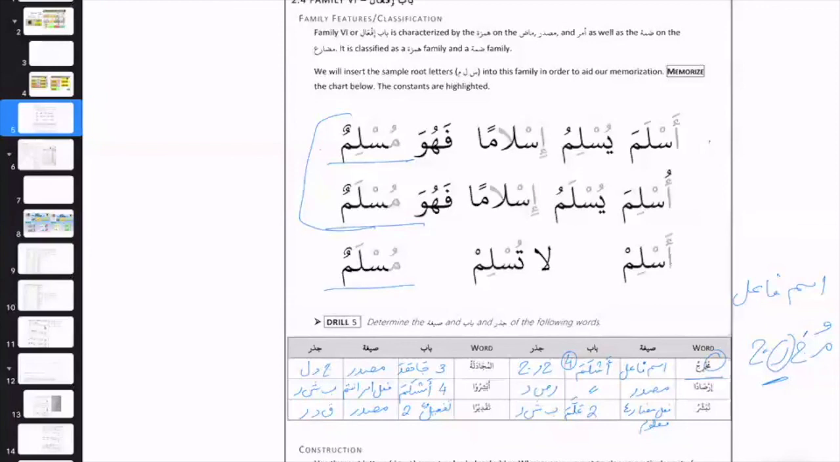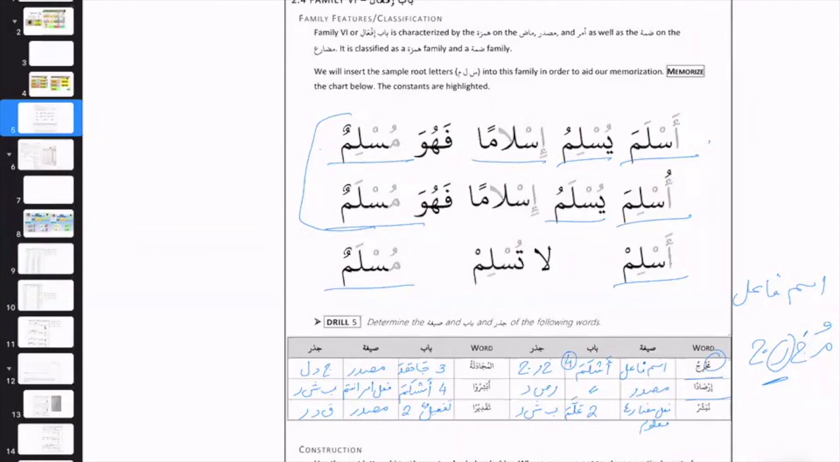Then irsadan. So I need to look where it is matching. Is irsadan matching with aslama or uslima or aslim? No. Yuslimu or yuslamu? No. Irsadan, islaman. Okay, it is rhyming with islaman. So that means this is our masdar, and again this is our family 4. And ra, sad, and dal are the root letters.